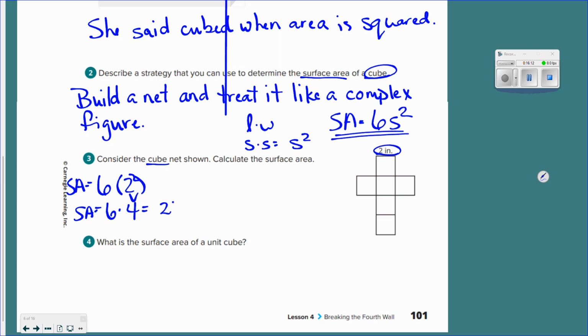Again, make sure you do this correctly. Okay? If I do a unit cube, what do we know about a unit cube? Side length of a unit cube is what?